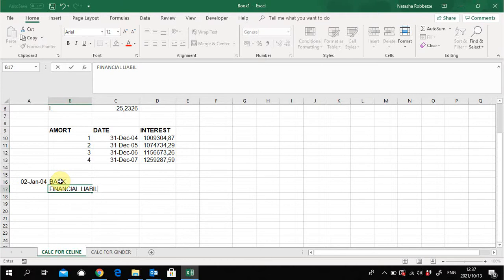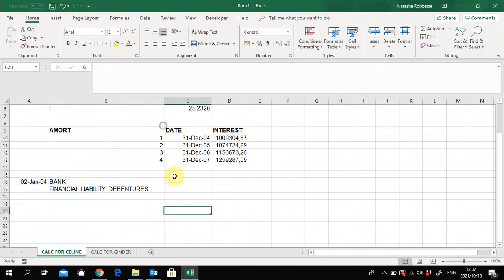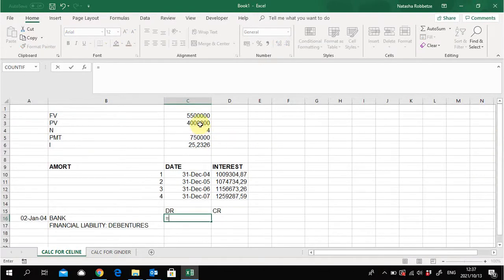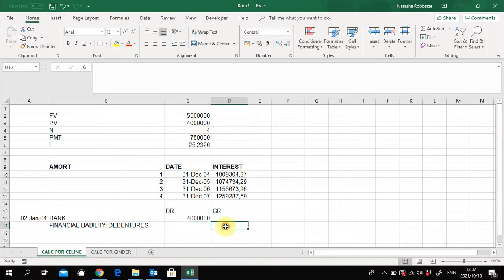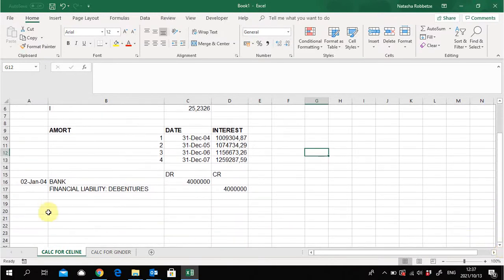Liability, if I can ever spell correctly, this would be debentures. Right, and we need to go and seek our present value. So it's going to be equal to 4 million. Right, the first date to be accounted for will then be the 31st of December 2004.